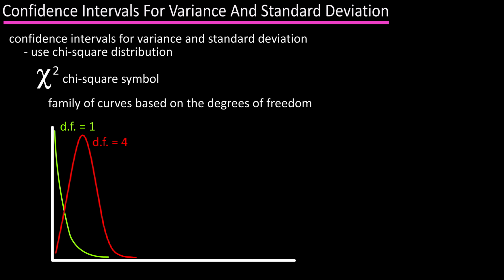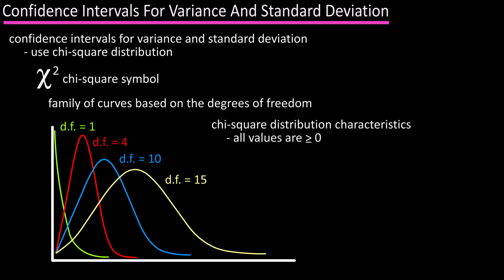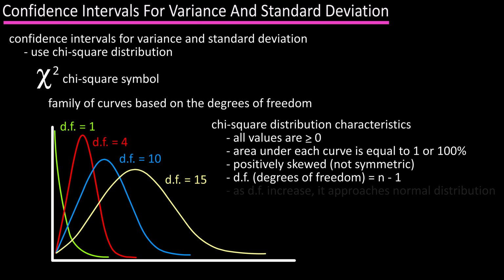Here's one with 4 degrees of freedom, one with 10 degrees of freedom, and here's one with 15 degrees of freedom. A couple of characteristics about the chi-square distribution. All chi-square values are greater than or equal to 0. The area under each distribution curve is equal to 1 or 100%. The chi-square distributions are positively skewed, so the distribution is not symmetric. The degrees of freedom are equal to n-1, or the sample size minus 1, and as the degrees of freedom increase, the chi-square distribution approaches a normal distribution.